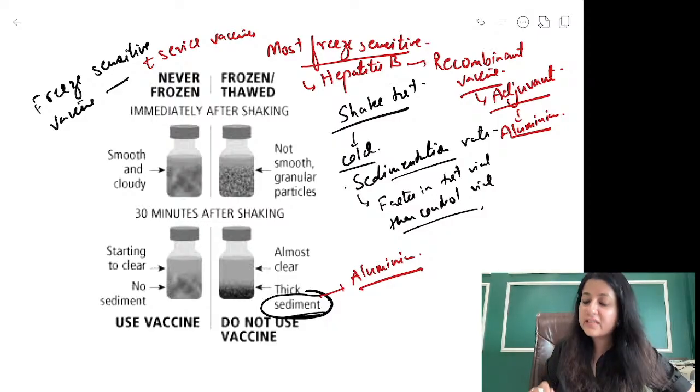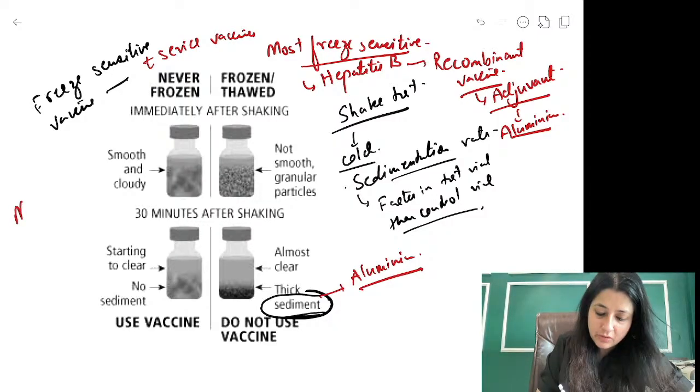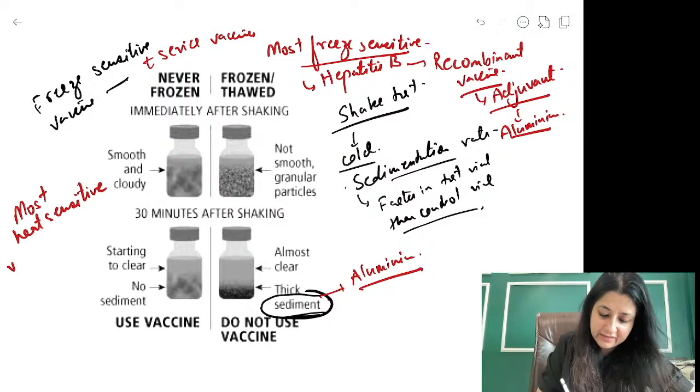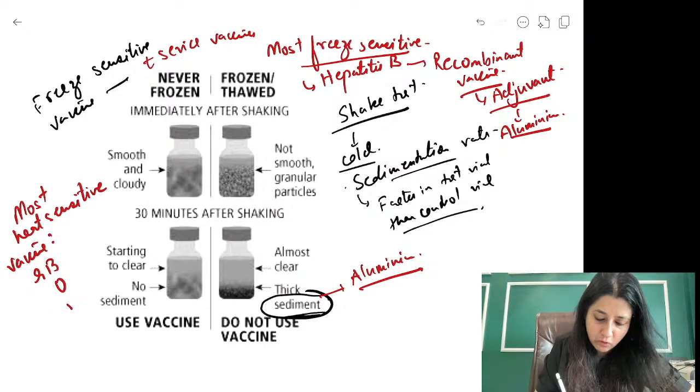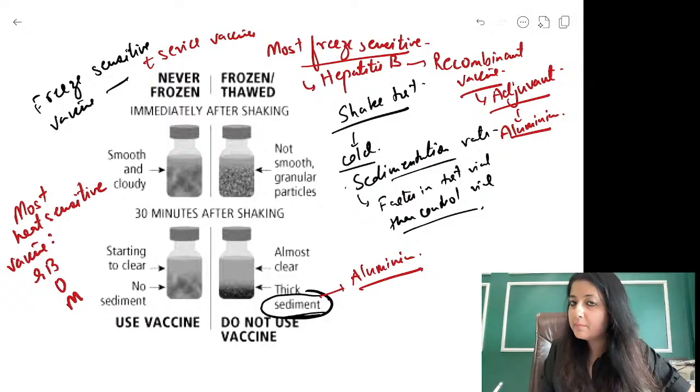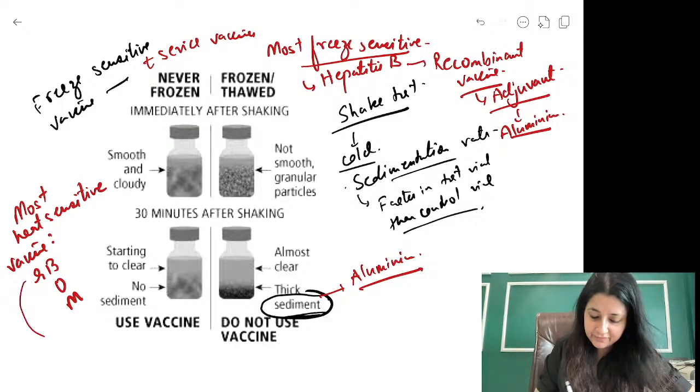And which is the most heat sensitive vaccine? If I ask you, what is the mnemonic for the most heat sensitive vaccine? Mnemonic क्या है most heat sensitive vaccine का? Anybody? It is R-bomb. R-bomb means the most heat sensitive is reconstituted BCG.